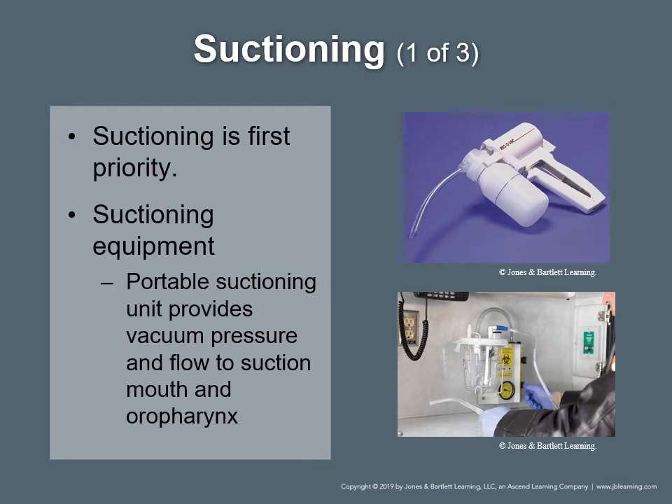Suctioning. The airway must be kept clear to ventilate the patient properly. If the airway is not clear, material can be forced into the lungs. This can cause a complete airway obstruction. Suctioning is the first priority. If you hear gurgling, the patient needs suctioning. Suctioning equipment: portable, hand-operated, battery-operated, and fixed or mounted types.